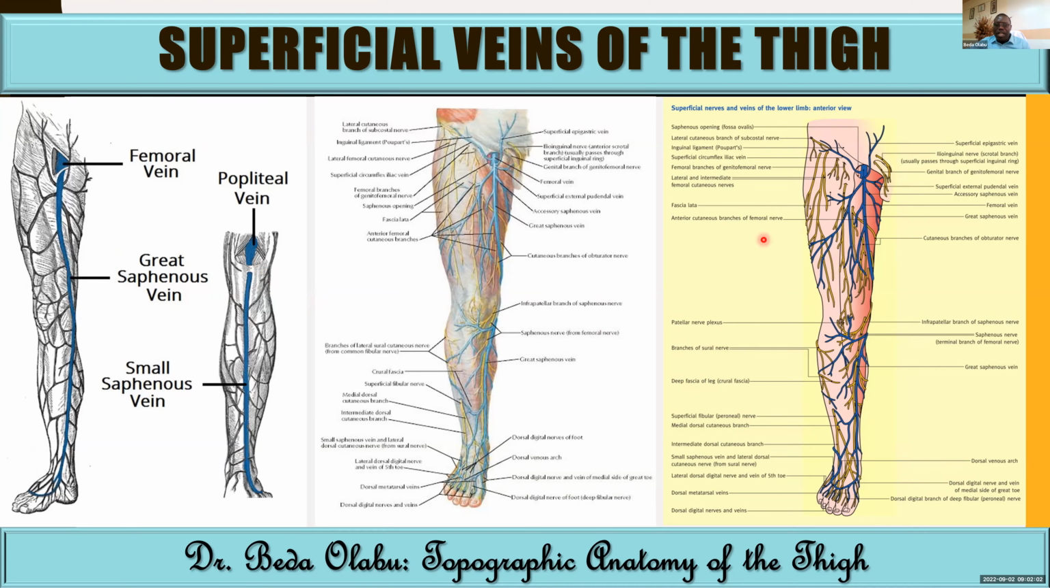The last image here captures for us the great saphenous vein, its territory, as well as the various cutaneous nerves of the thigh, well, the whole of the lower limb, but we are emphasizing the thigh at this particular point in time. I've already talked about those superficial structures.